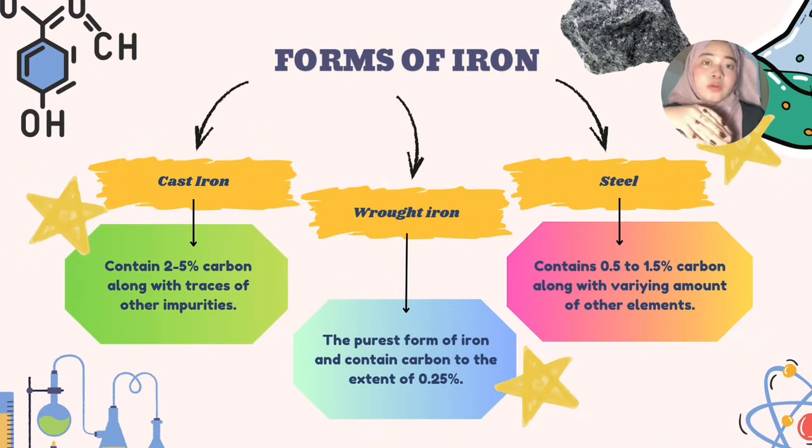Finally, we have steel, which is perhaps the most versatile and widely used form of iron today. Steel contains between 0.5 to 1.5% carbon, along with varying amounts of other elements like manganese or chromium to give it specific properties. By carefully controlling this carbon percentage, we can create a metal that is both incredibly strong and flexible enough for skyscrapers and bridges.